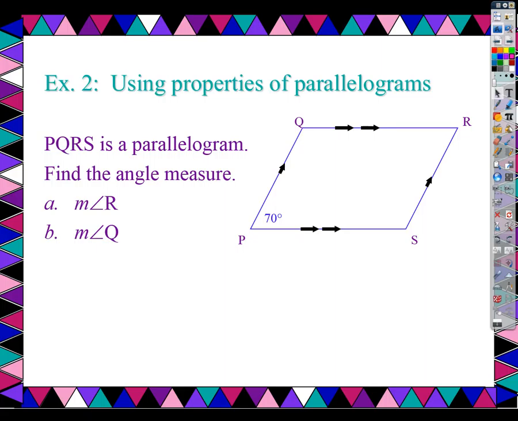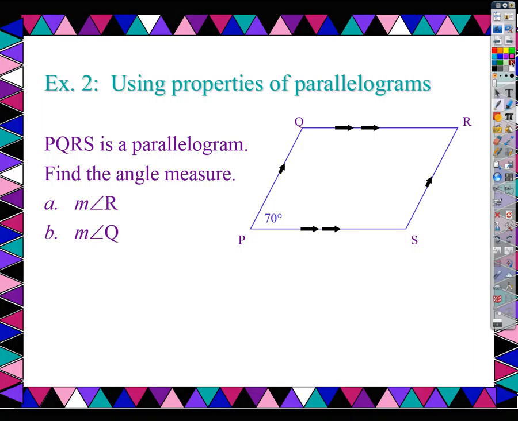Because they're opposite angles. Good. If parallelogram, then opposite angles are congruent. Okay, so we know if it's a parallelogram, we know opposite angles are congruent. So that's gotta be 70 degrees also, right?